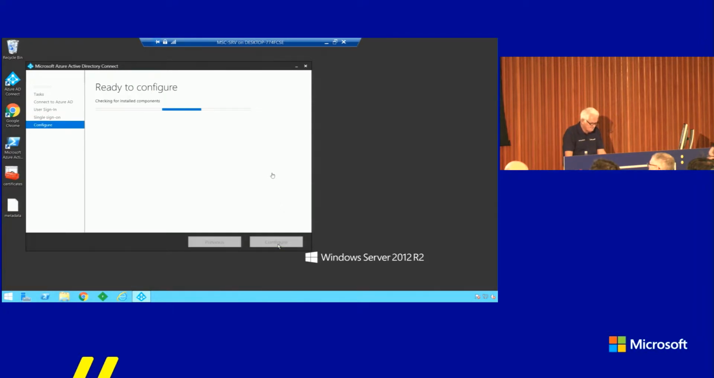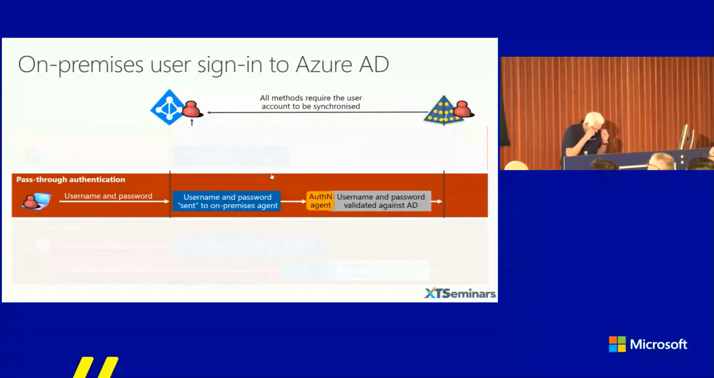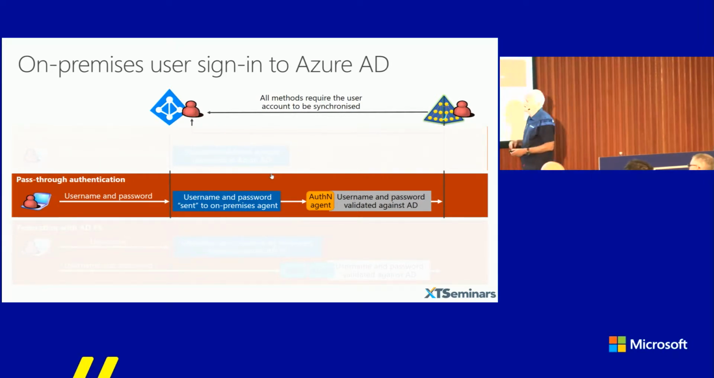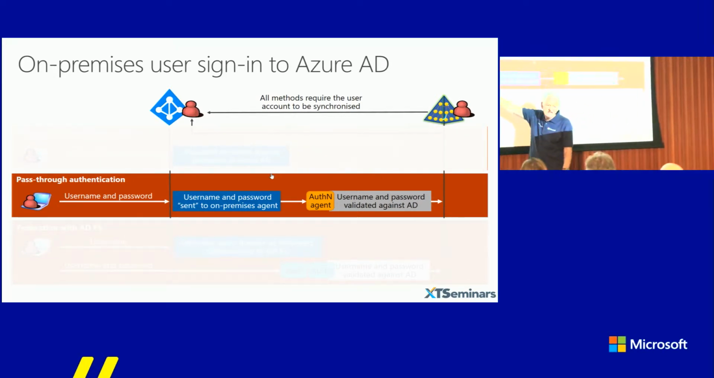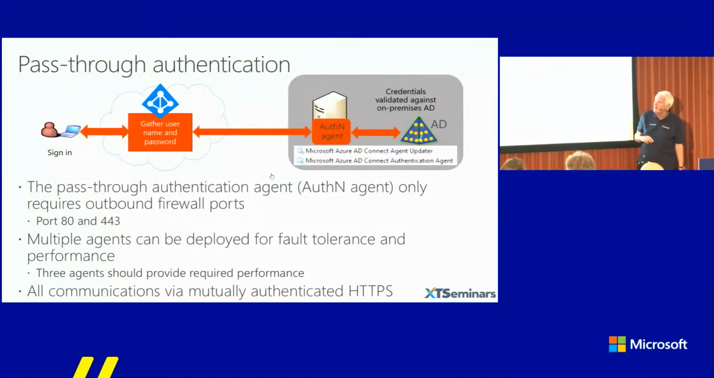So next on there, it's ready to configure. We should get a check screen any second. And then what we'll do is we'll leave that cooking. Okay, so let's get that configuring. And I'm going to leave that cooking in the background. So let's have a look at pass-through authentication. So here, we're gathering the username and password in the cloud, and I'm going to pass it down to on-prem. So let's see how that works.